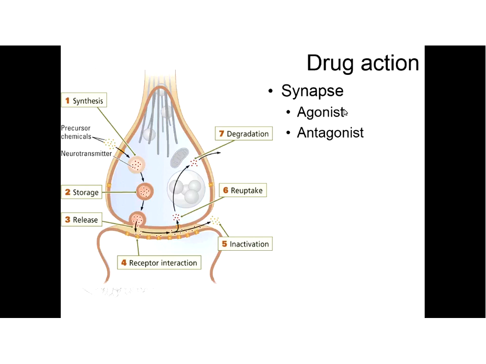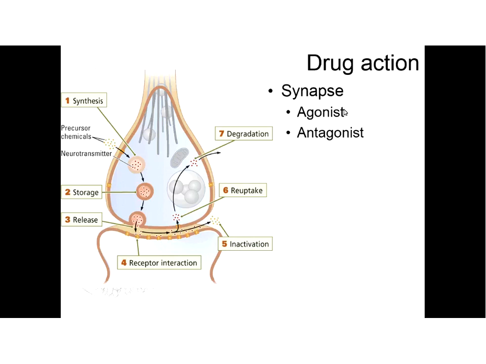So we can see that within synthesis, we can have drugs that either serve as a precursor, so they would be an agonist, or drugs that inhibit the synthesis of neurotransmitters. So those would be an example of an agonist or antagonist at the synthesis phase of neurotransmission. An agonist would help or facilitate neurotransmitter production, synthesis of a neurotransmitter. And we'll give you specific examples of these after we go through all these different stages.